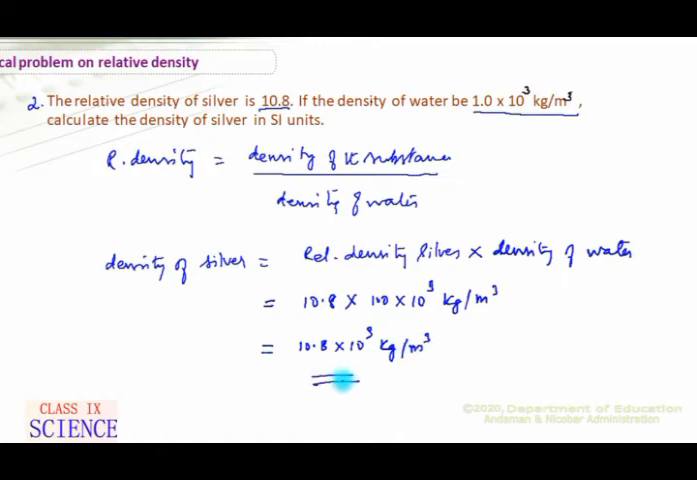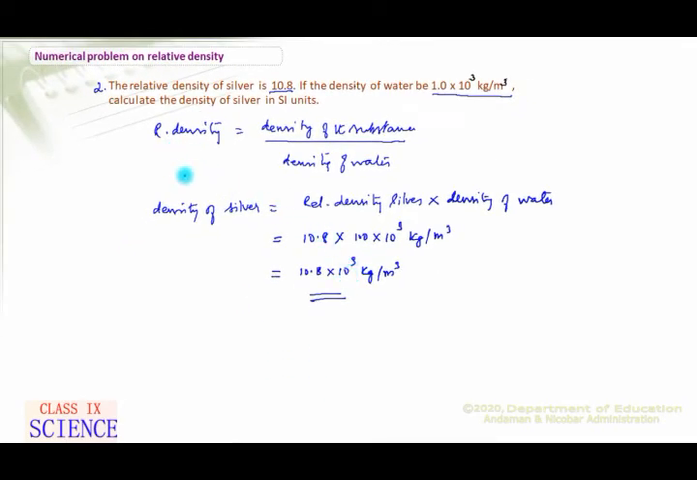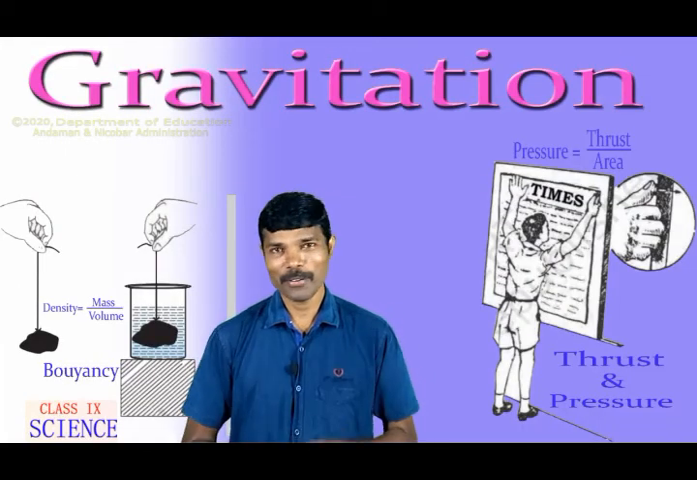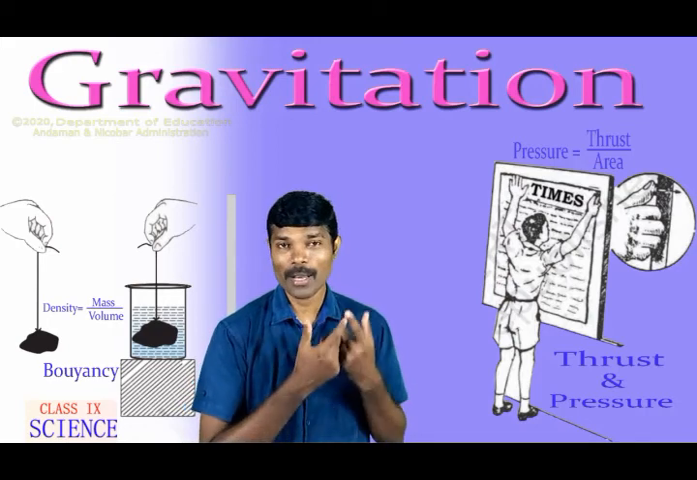So this is a one step solution. The thing is you have to remember the formula of relative density. By substituting the values, you get the answer in one step. This way numerical problems on relative density could be solved by knowing the formula. Hope you understood how the relative density of various substances could be found out by using a simple formula.